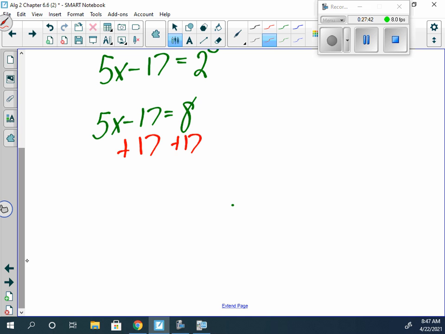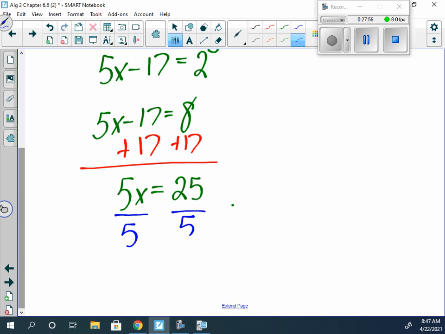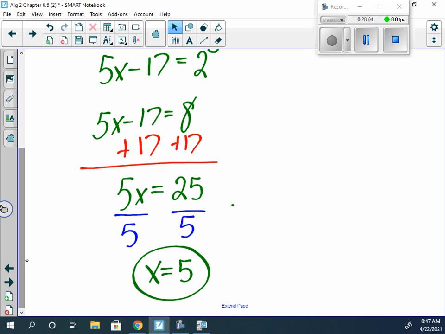Then we can add 17 to both sides, which would give us, yes, then we would divide by 5. And then we would get 5 as the answer.